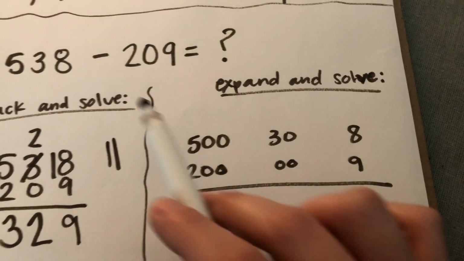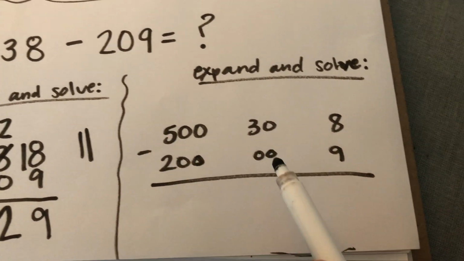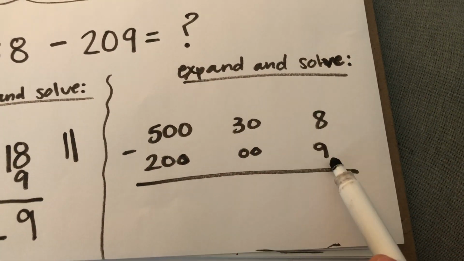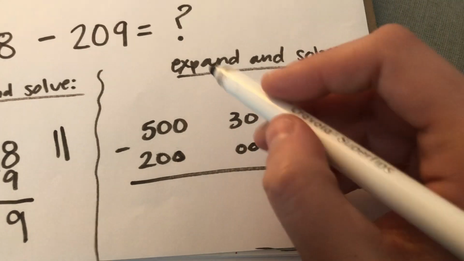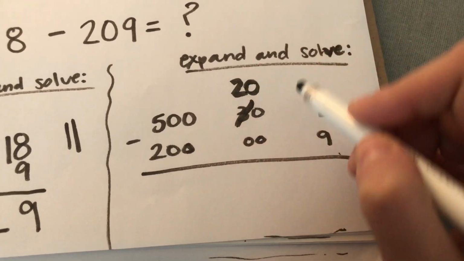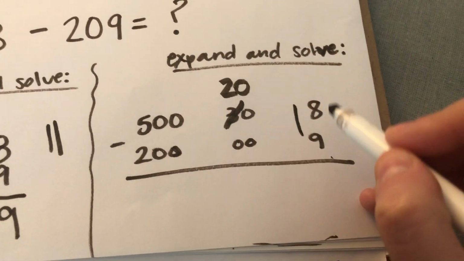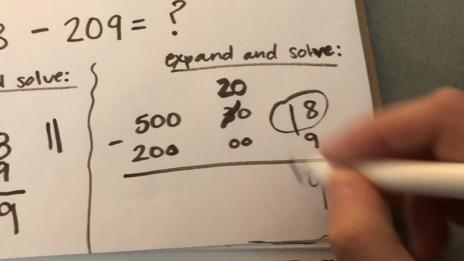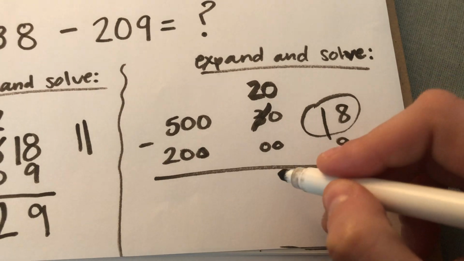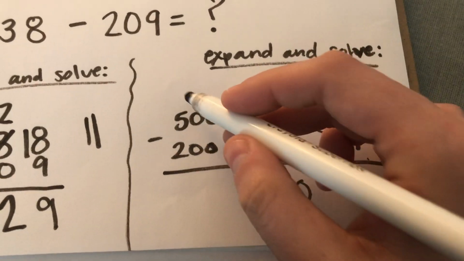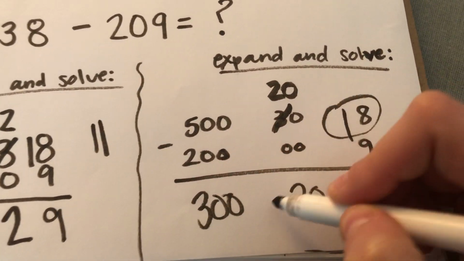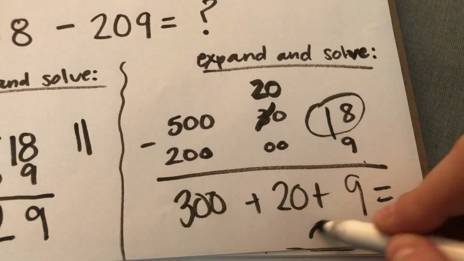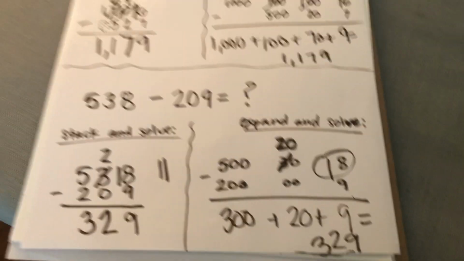Looking at an expanded, 538 minus 200, 0 tens, 9. 8 minus 9, we don't have enough. Regroup. 30 becomes 20 because we give 10 to the ones place. 18 minus 9 is 9. 20 minus 0 is 20. And 500 minus 200 is 300. That's expanded form for 329.